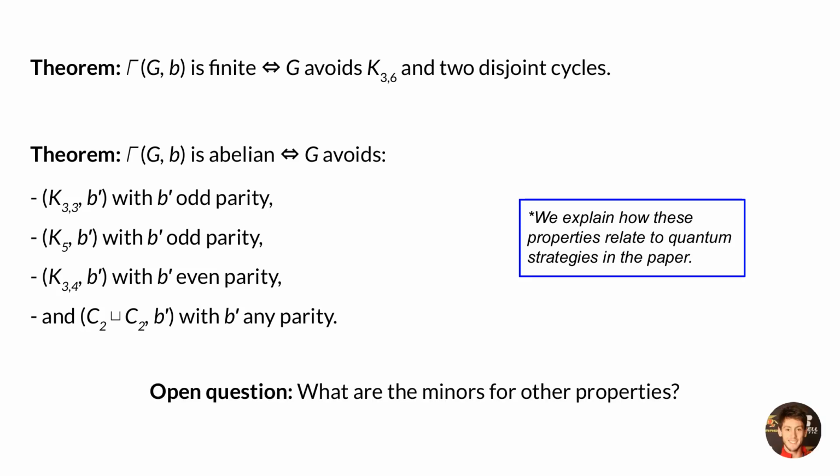There are many other properties preserved by surjective group homomorphisms, and it seems like an interesting open question to determine the minors for these properties. For more on this, along with the definition of labeled graph minors and all the citations, please see the paper.